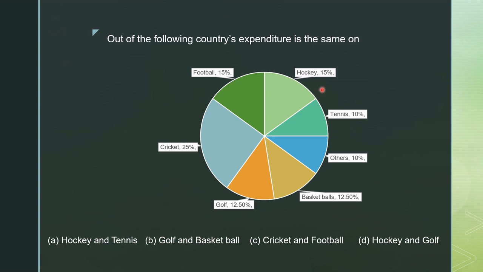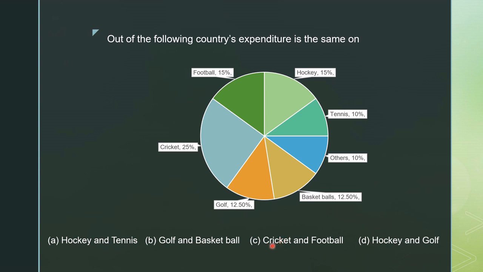Hockey is 15%, tennis is 10%. So the country's expenditure is the same on hockey and tennis is not the right option. Then the option B, golf and basketball. Golf is 12.5%, basketball is also 12.5%. So the country's expenditure is the same on golf and basketball. Okay, so the right option is B.